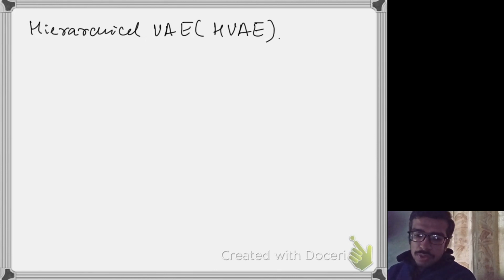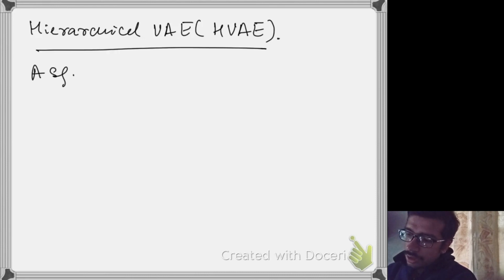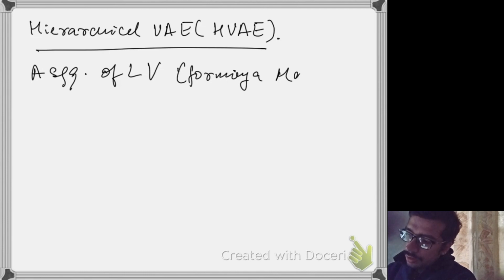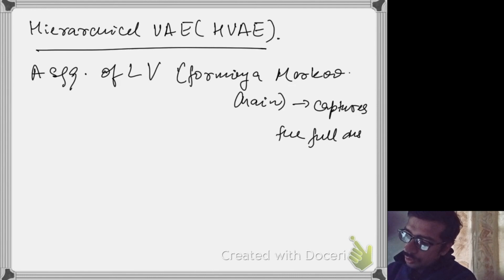Here essentially what we have is that instead of a single latent variable which defines the distribution, we have a sequence of latent variables forming a Markov chain which captures the full distribution.